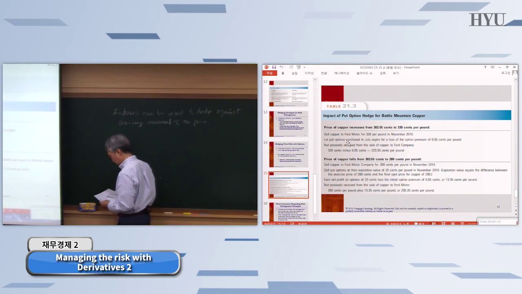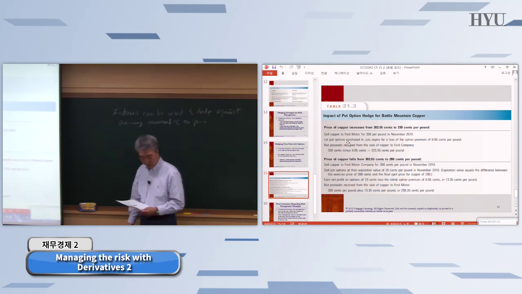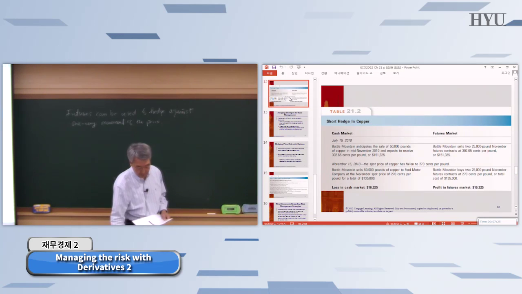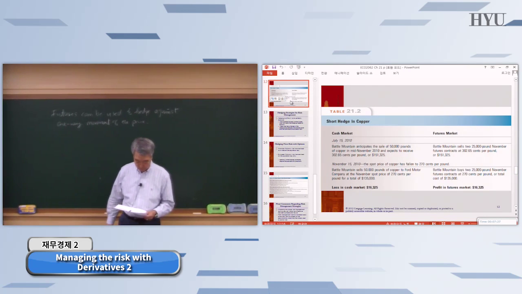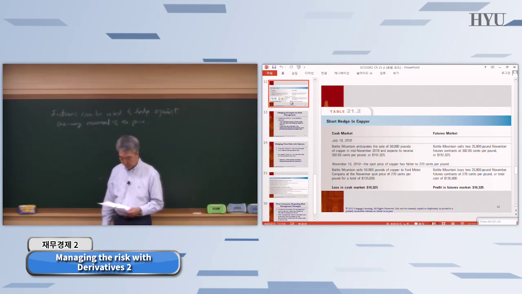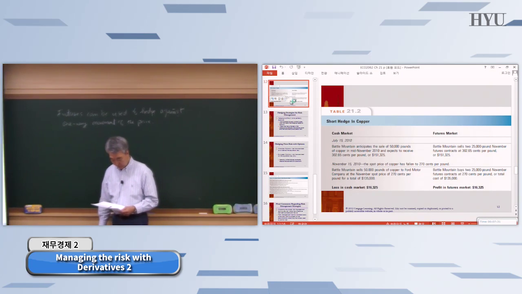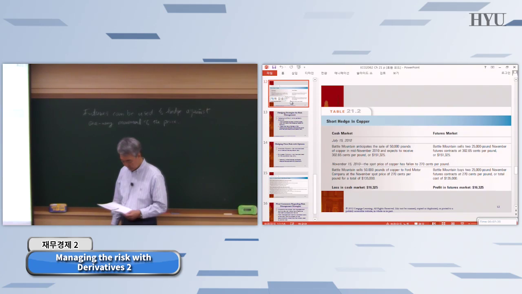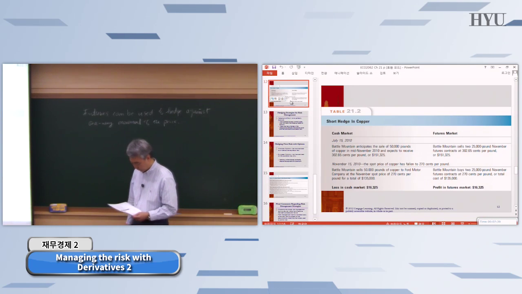So in table 20.2 that we just looked at, in this example, Battle Mountain loses an opportunity to make money if the price rose above the delivery price, because they sold the futures.